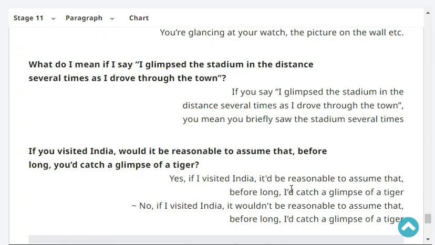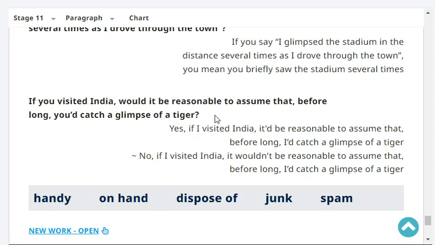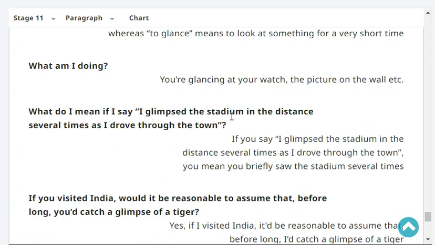If you visited India, would it be reasonable to assume that before long you'd catch a glimpse of a tiger? Yes or no? Yes, if I visited India, it would be reasonable to assume that before long I'd catch a glimpse of a tiger. Very good.